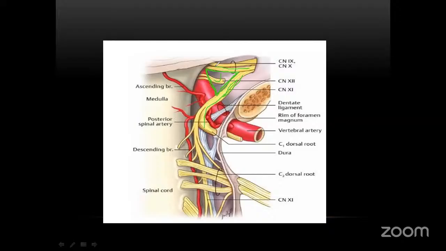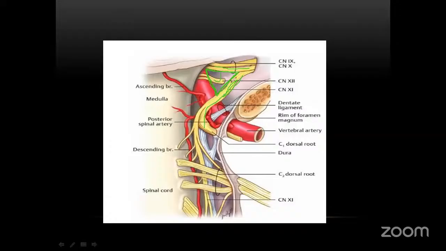So the part which is formed by the 10th nerve and the 11th nerve is why this triangle is known as the vago-accessory triangle. Yes, please.